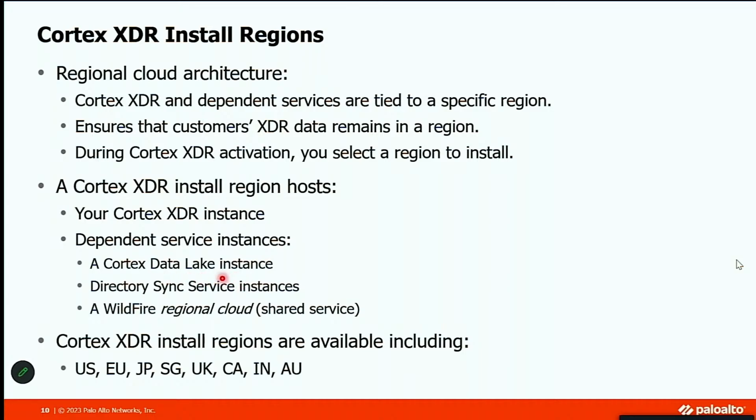So a Cortex XDR install region will host your XDR instance and the dependent service instances. The Cortex Data Lake, which is accessed by the XDR instance, is where the logs and the alerts go to. Our directory sync service, or Cloud Identity Engine, we should call it now, is also in the same region. And the Wildfire Regional Cloud connects to a Wildfire Global Cloud. But that's a shared service. And there are others as well, yeah? In the documentation, you can see the full list. They keep on adding more over time.